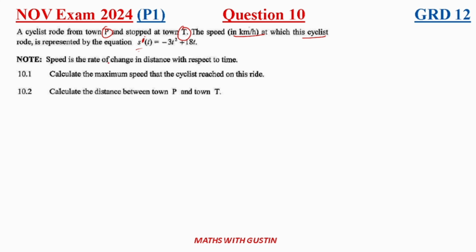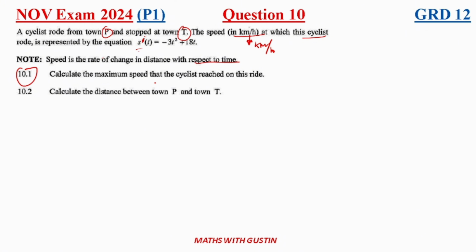All right, let's go on. They said please note that the speed is the rate of change in distance with respect to time. Those of you who are doing physics, I think you'll be familiar with this one, the rate of change in distance with respect to time, which is what gives us kilometers per hour. Distance is in kilometers, time is in hours. All right, so let's do 10.1.